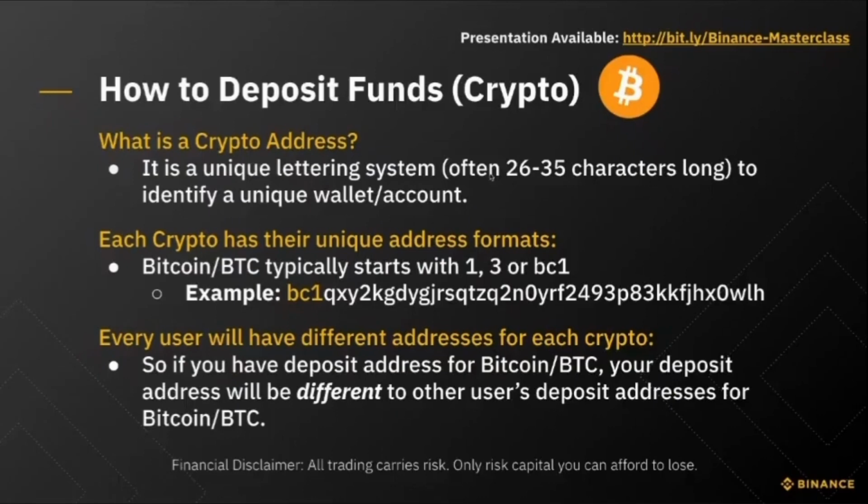What I mean by this is, let's say I have a Bitcoin deposit address, BC1QX, this whole series of letters, on my Binance account. Now, if you go to your account and you go to your Bitcoin wallet, you'll find that your Bitcoin deposit address is different to mine. That means that every user will have different deposit addresses for each crypto. So that's just something to keep in mind as we move forward.